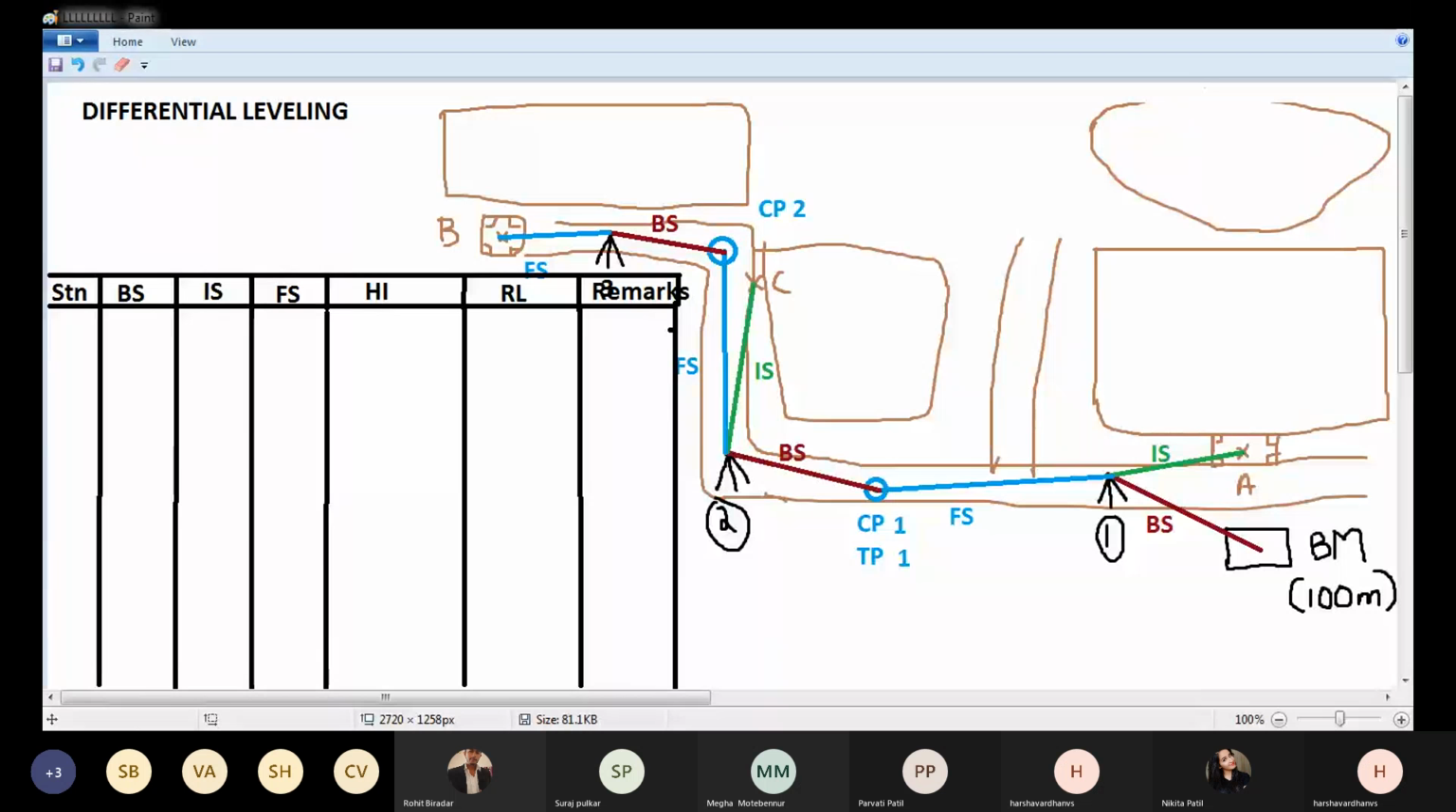It is class number 7 of module number 3, which deals with the concept of leveling. So, in today's class, I want to tell you how to tabulate the readings.